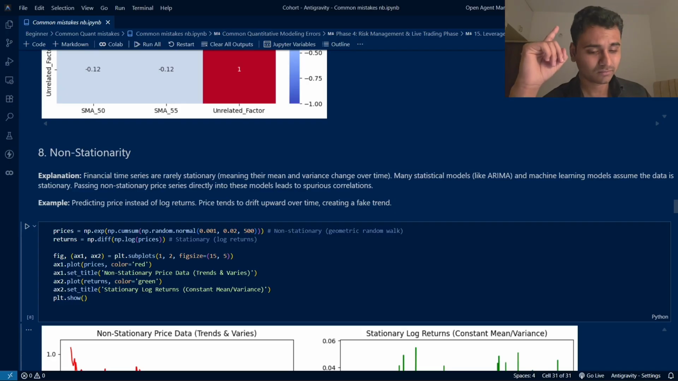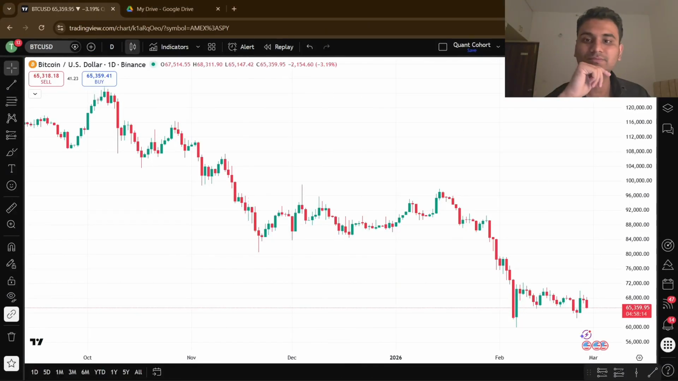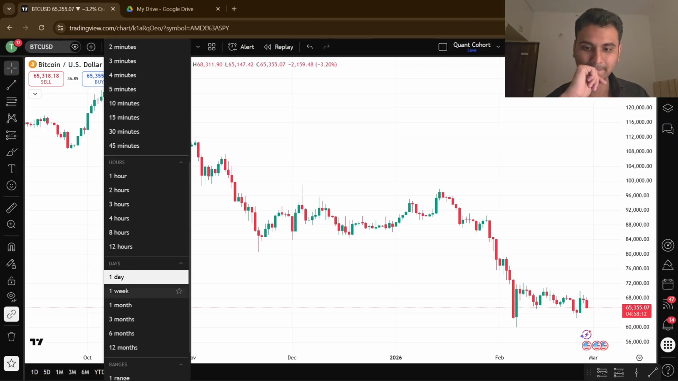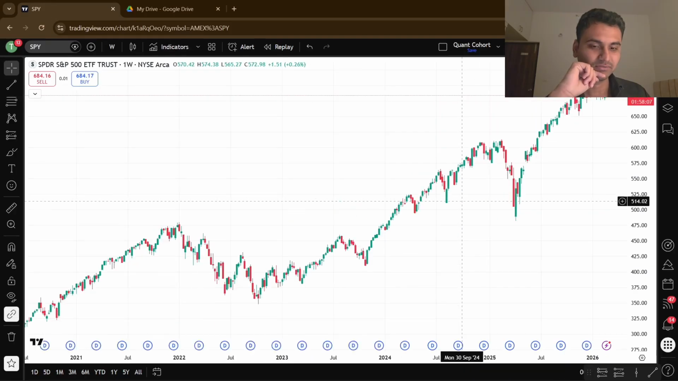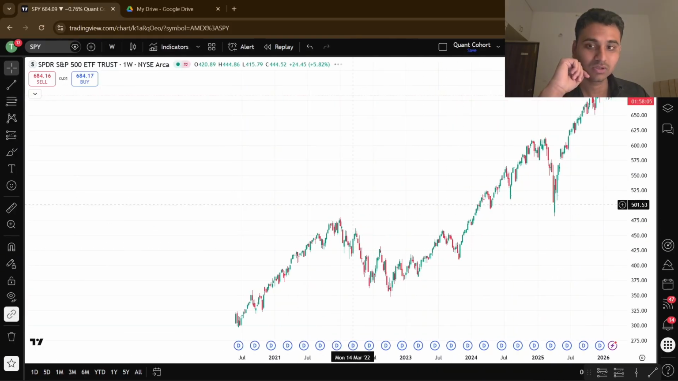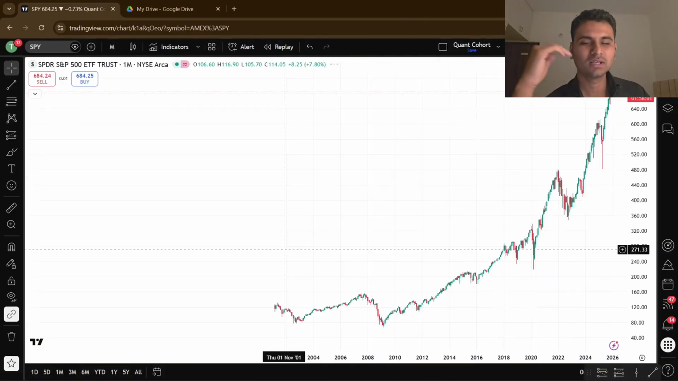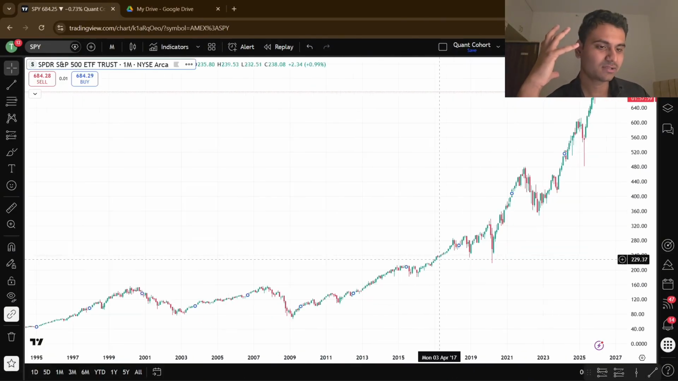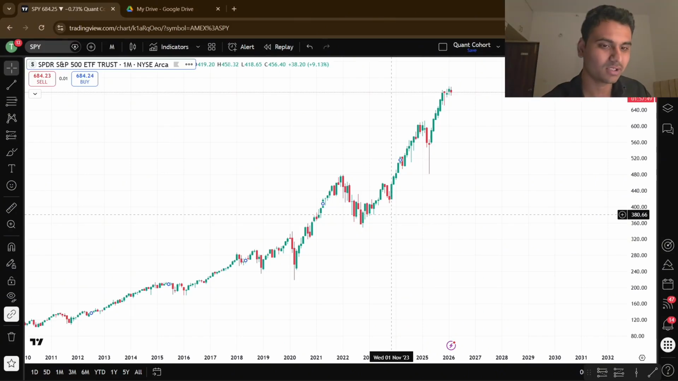But in non-stationary financial markets, let me show you this. Let's take the example of the S&P 500 this time around. Let's take 1 month of data. In financial markets, if you think with common sense, all of these mistakes are really common sense. You just have to think hard about it.